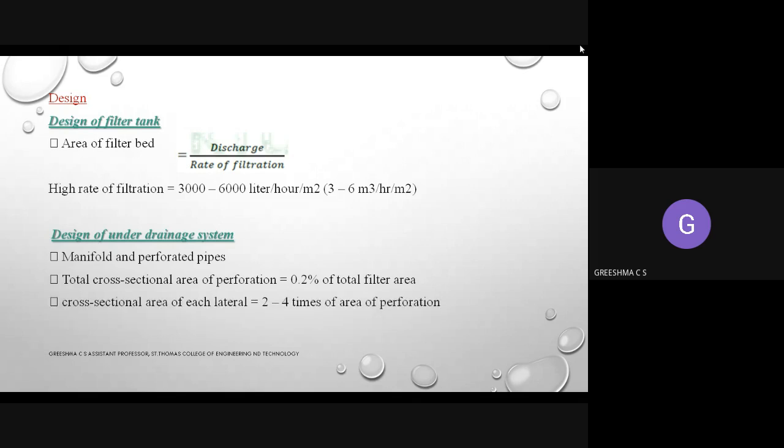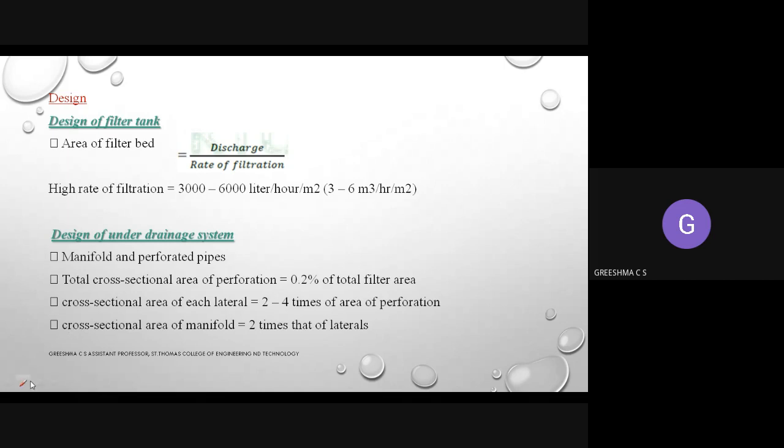Next is the cross-sectional area of each lateral. You have seen laterals, right? Each lateral's area is equal to 2 to 4 times the area of perforations. Now the cross-sectional area of the manifold is taken as 2 to 2 times that of laterals.